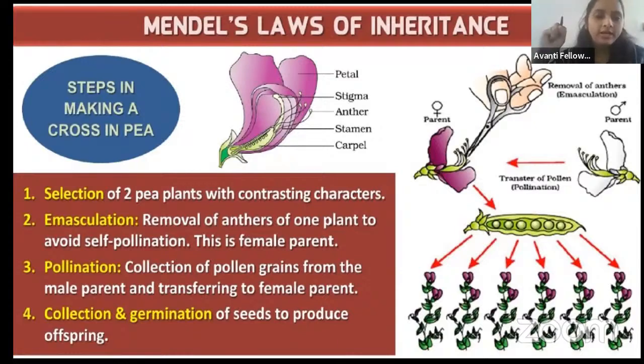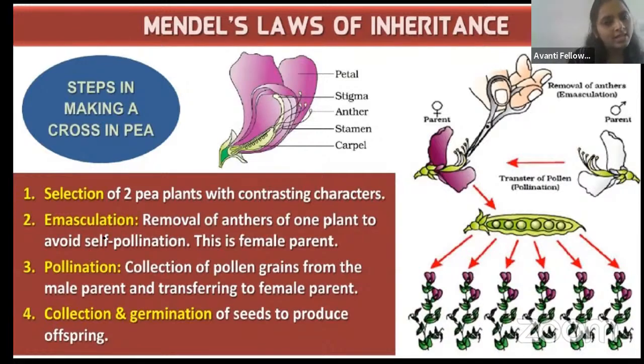Okay. So now what he did was emasculation. What do you mean by emasculation? Students, it may be asked as steps in making the cross-pollination in the pea. Remember, write down these points. First one is the selection. The second one is the emasculation. Emasculation means removal of the anther from one plant to avoid self-pollination. If we didn't remove the anther, what will happen? Self-pollination will happen, and we cannot do the experiment, right? So for that, we have to remove the anther. Okay.